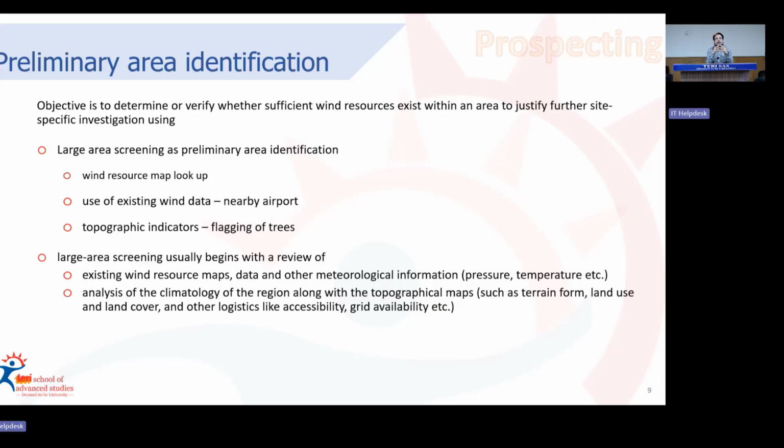This investigation also requires large area screening with a review of existing wind resource maps, data, and other meteorological information that is already available. And also a review and analysis of the climatology of that region along with topographical maps such as terrain form, land use, land cover, or other logistics like accessibility to that region or availability of grid infrastructure, etc.